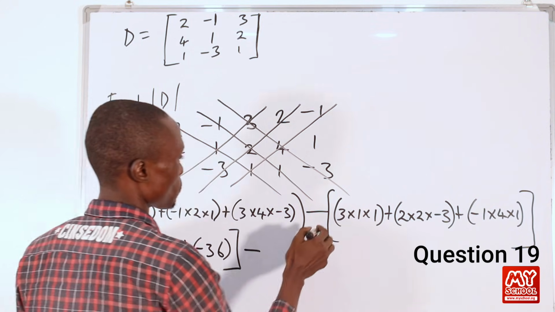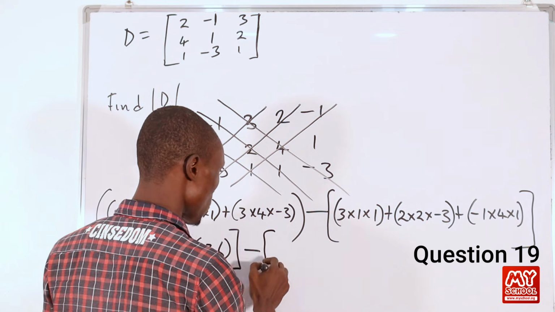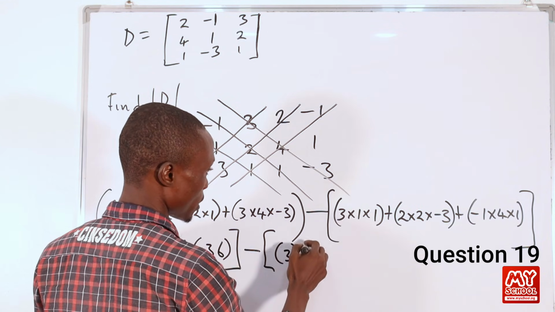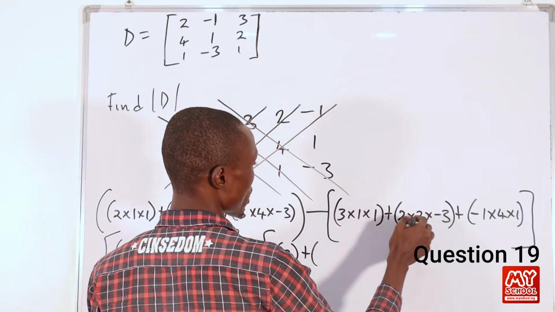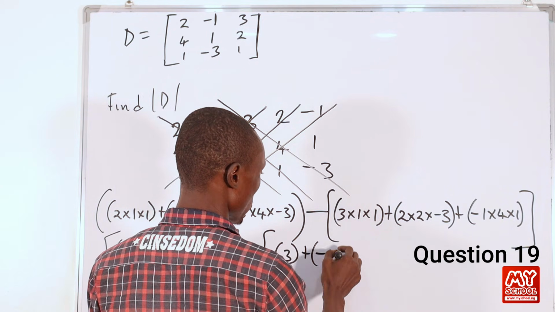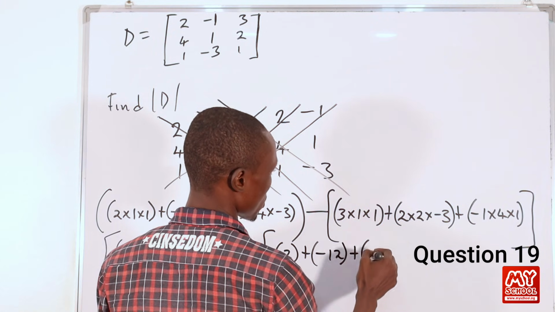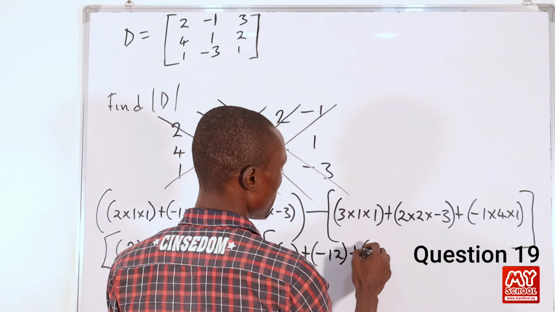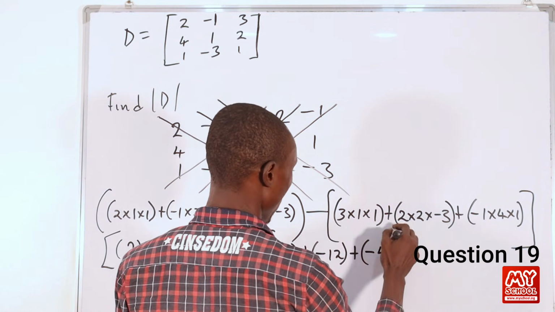Minus, of course, let's open our big bracket. Then 3 times 1 times 1, that will give us 3 in bracket. Plus, then 2 times 2 times minus 3, that will give us minus 12 in bracket. Plus, minus 1 times 4 times 1, that will give us minus 4, all in bracket.